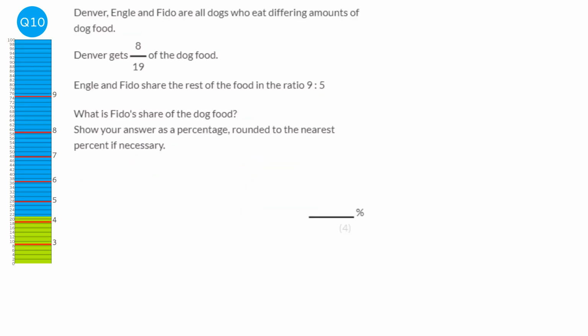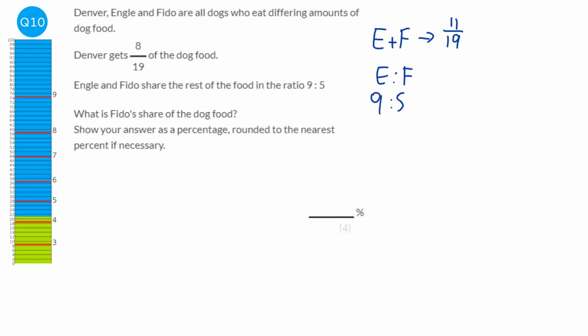The first piece of information I'm going to focus on is the fact Denver gets 8/19. That means that Engel and Fido together must get 11/19 because they have to add up to 1. So we're only looking at 11/19. I'm going to focus on the ratio next of Engel to Fido. So it's 9/5.